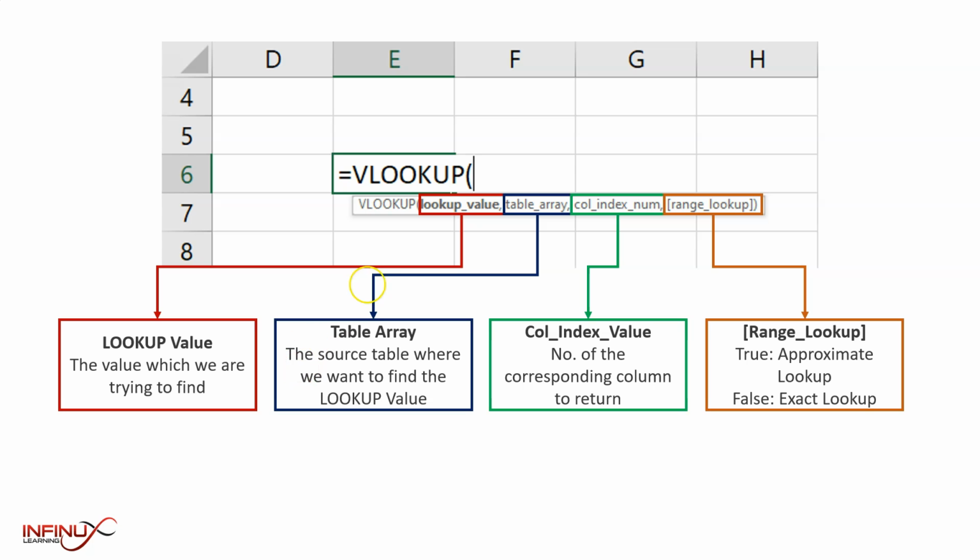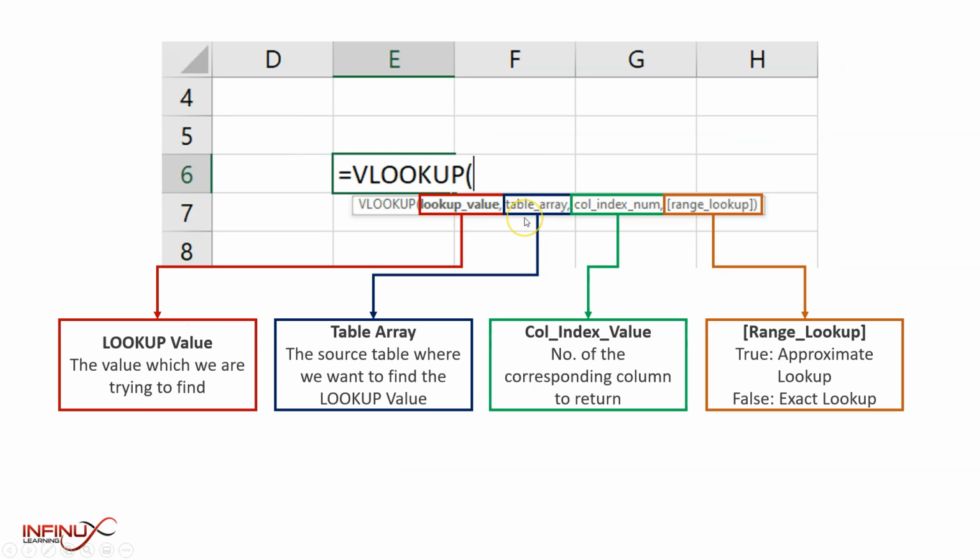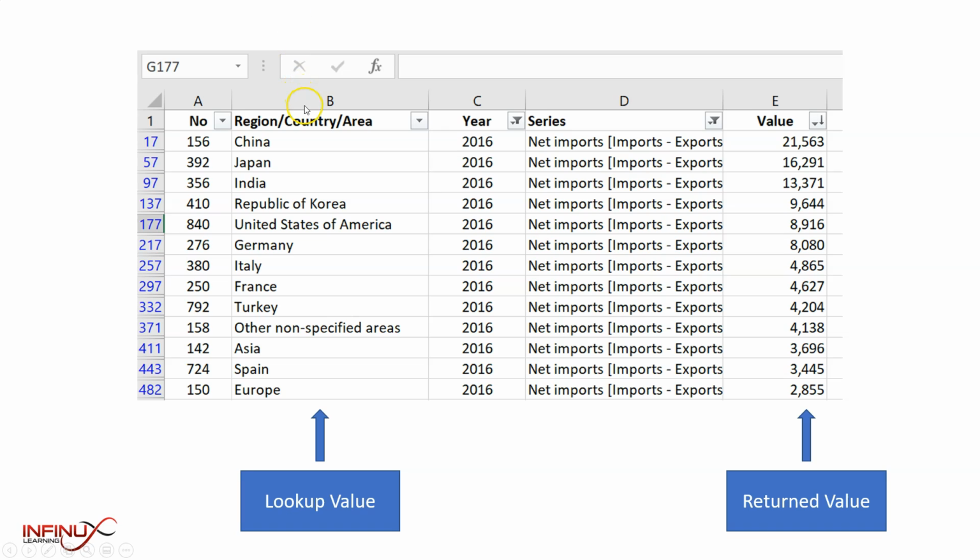The first one is the lookup value, which basically is the value you are trying to find in the dataset. So going back to this example, this is your lookup value. This is the value you're trying to look up in your data. Then you have the table array, which is the address of the table you want the value to be found in. This is your source data. In my example, from column B to column E is my source data or my table array.